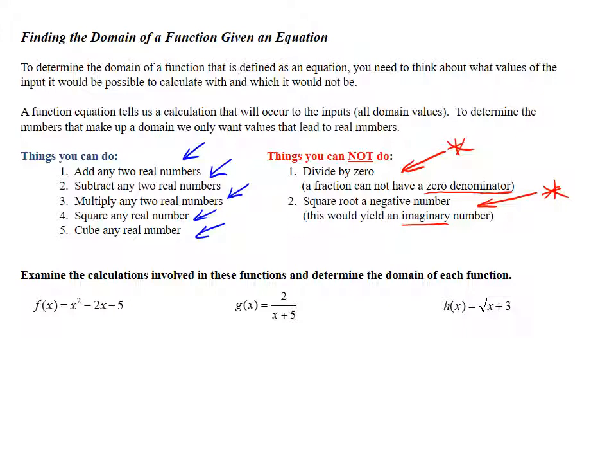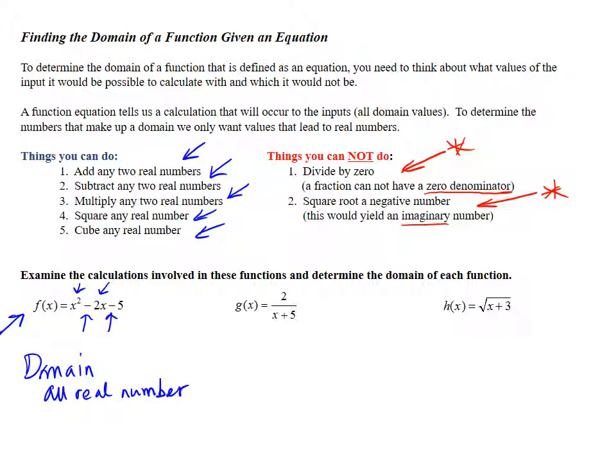So let's look at three examples. The first example: f of x equals x squared minus 2x minus 5. If we think about the calculations here, there's a square, which we know is fine. We can always square any real number. There's a multiplication, 2 times x, which is fine for any real number. And then we've got subtraction, and subtraction or addition is perfectly fine. So there's nothing in this function's calculations that would cause any problems. We're not dividing by zero. We're not trying to square root anything. So the domain of this first function, f, would be all real numbers.